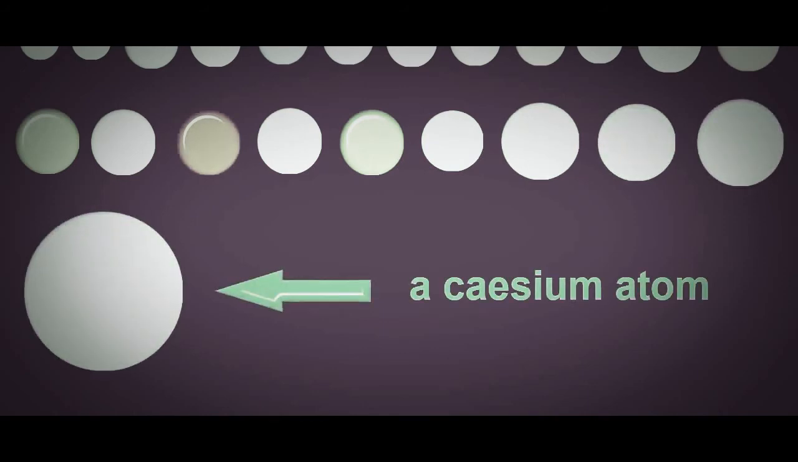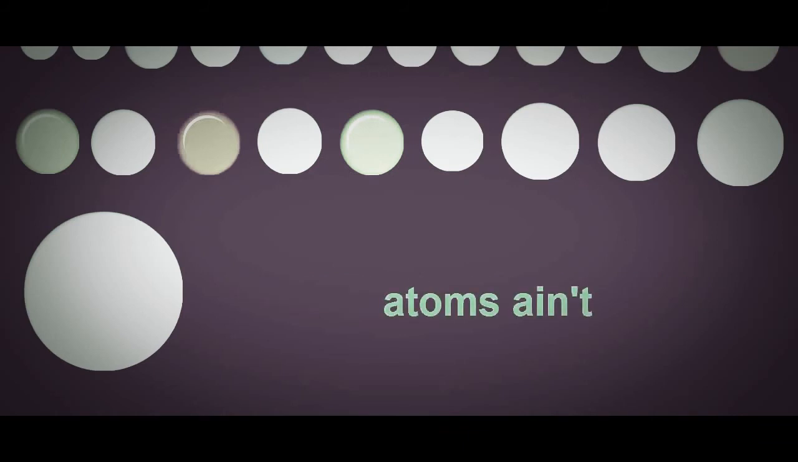By the way, atoms aren't really coloured like we've shown them here. They're too small even to have colour, because atoms are much smaller even than the wavelength of light. We just gave them different colours so we could tell them apart.